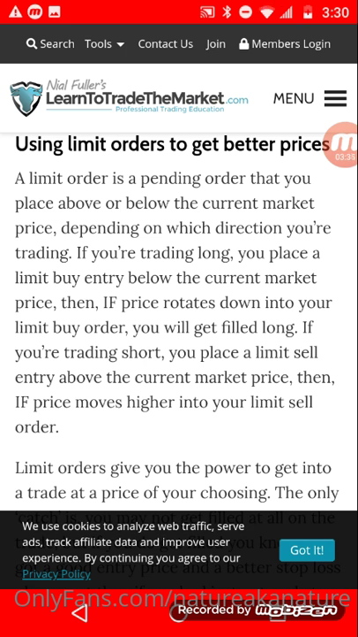Once price goes below or above and hits your limit buy or sell order, depending on which direction you're trading, then it will be active. So it's a pending order really. If you're trading long, you place a limit buy entry below the current market price. So if you're trading long, it's a buy, you're expecting the market to go up in an uptrend. But the market won't just go straight up in an uptrend. So what it's saying is, if you're trading long, you want to place your buy entry below the current market price because price won't just go straight up.